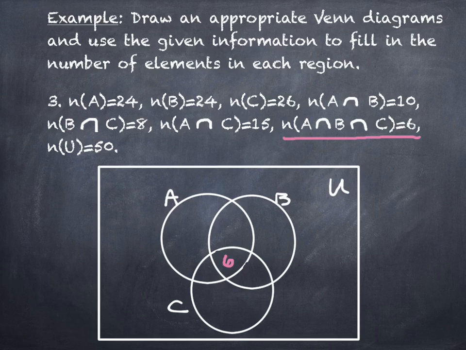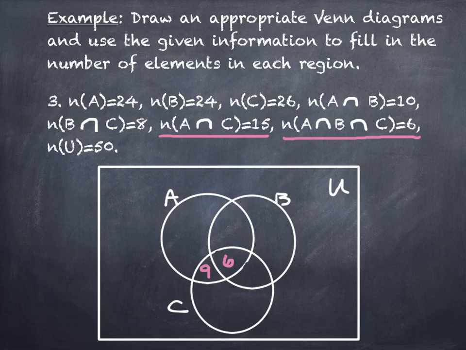We'll come back to the n of u equals 50 at the very end, but aside from that, we're going to go backwards here. So taking a look at this second one back, I have the intersection of A and C. Well, the intersection of A and C includes the 6 that's in the very middle, but it also includes this little corner here that almost looks like a triangle on the left-hand side. So those 2 pieces have to add up to 15, which means I'm missing 9 of them.